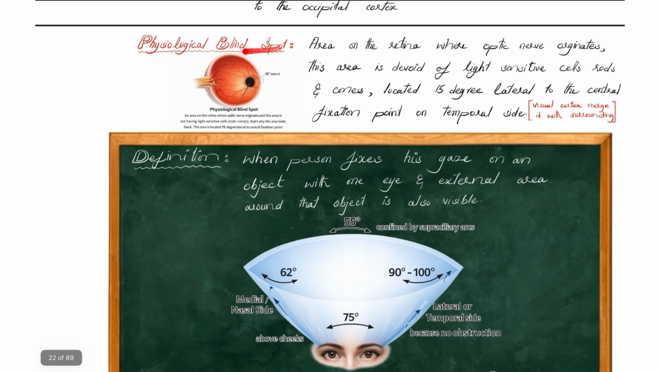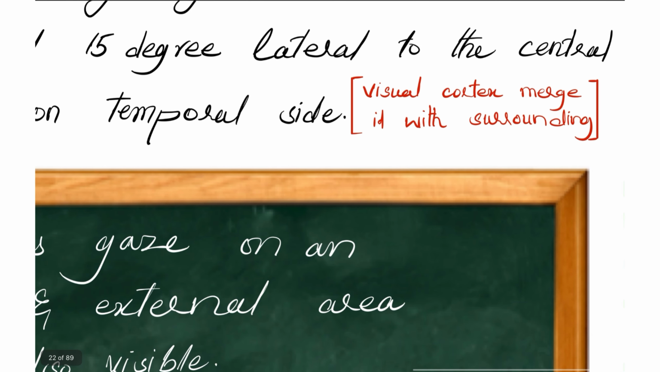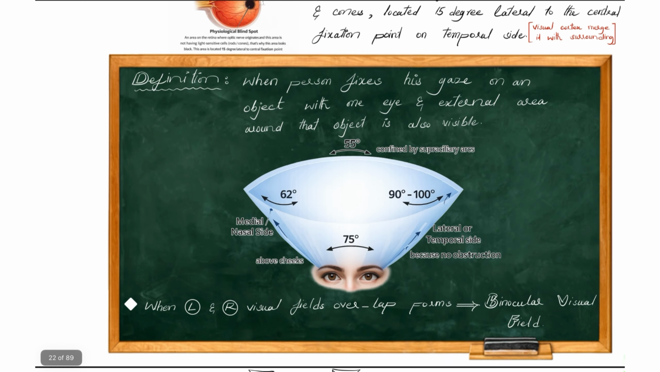The physiological blind spot is an area on the retina where the optic nerve originates, and this area is devoid of light sensitive cells like rods and cone cells, and this area is located 15 degrees lateral to the central fixation point on the temporal side. However, this blind spot does not appear as a dark spot in our visual field. The reason is that the primary visual cortex merges it with the surrounding fields. So let's now define the visual field.